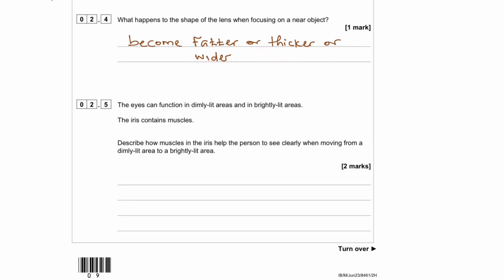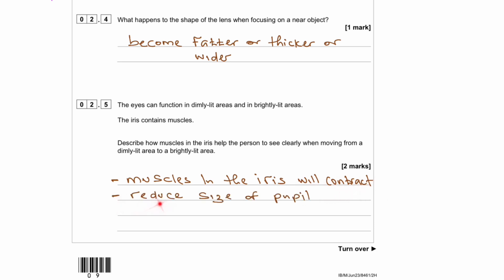Question 2.5. The eyes can function in dimly lit areas and in brightly lit areas. The iris contains muscles. Describe how muscles in the iris help the person to see clearly when moving from a dimly lit area to a brightly lit area. The muscle of the iris will contract. That reduces the size of the pupil. It reduces the amount of light entering, because in a bright area, the light will be brighter.